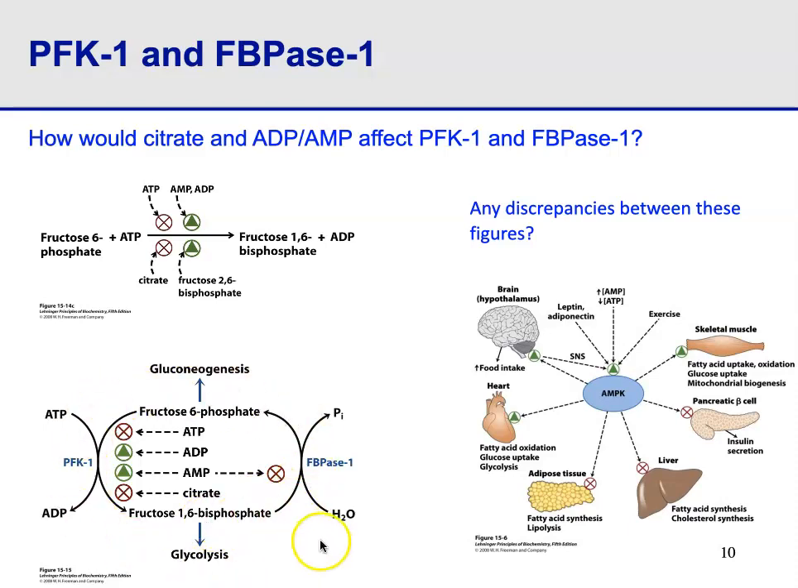Alright, so you can see on figure 15.15 that high AMP stimulates glycolysis, ADP as well, and inhibits gluconeogenesis. Yet, on figure 15.6, the figure shows that, for example, in the heart, glucose uptake is stimulated, glycolysis is stimulated as well. That's at low ATP but high AMP. The same thing happens in the muscles. Glucose uptake is also increased. In the liver, however, we know that gluconeogenesis is activated while glycolysis is inhibited.